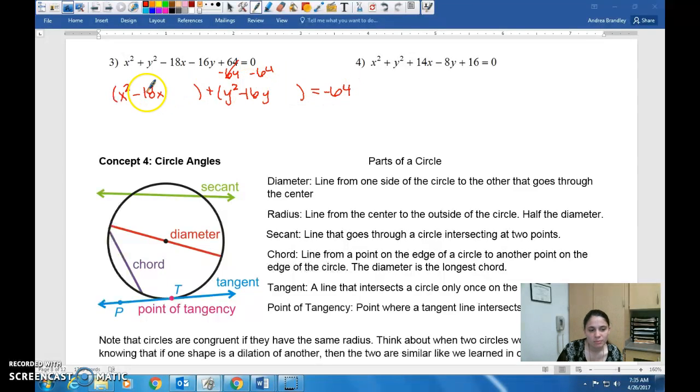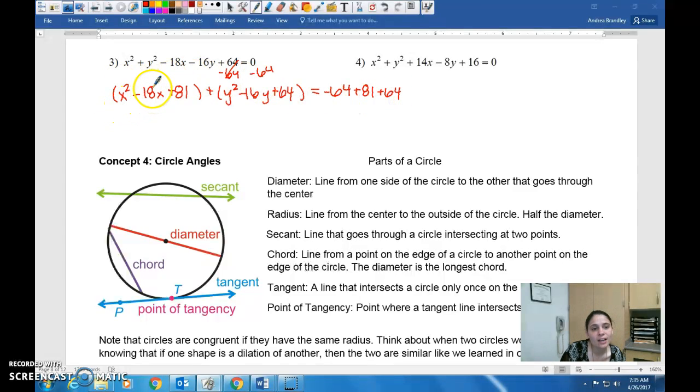So then I divide my b terms by 2 and square them. So negative 18 divided by 2 is a negative 9, squared is 81. So I'm going to add 81 to both sides. Negative 16 divided by 2 is negative 8. Negative 8 squared is 64. So I'm going to add 64 to both sides.